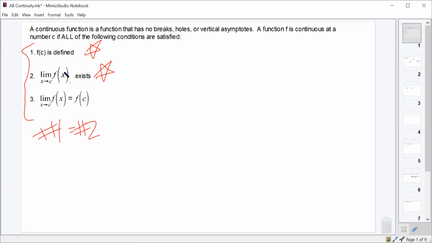And if all three of these things apply at every single point in the domain of our function, we would say that that function is a continuous function. So if all of the points on the function in its entire domain satisfy these three criteria, it is a continuous function. So think about something simple like a parabola, right? Y equals x squared. Pick any C value. Is the function defined there?